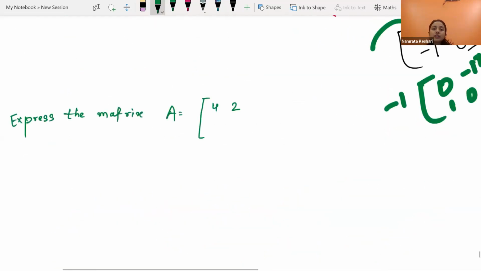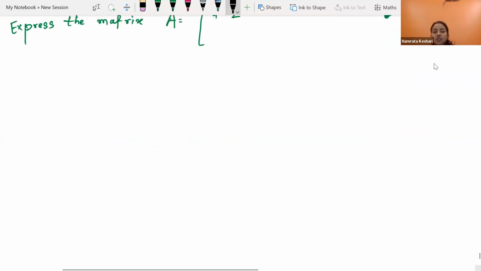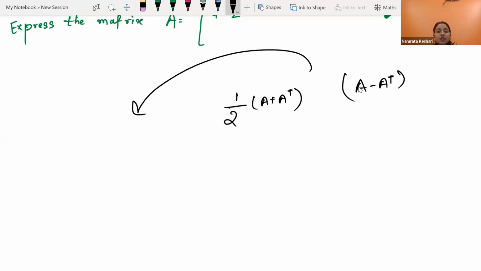Now you will also encounter such a question. We also have a diagnostic test, but since I have started, you will also encounter a scenario where, using this, is it possible that if we have A plus A transpose and A minus A transpose, from there we can generate A?